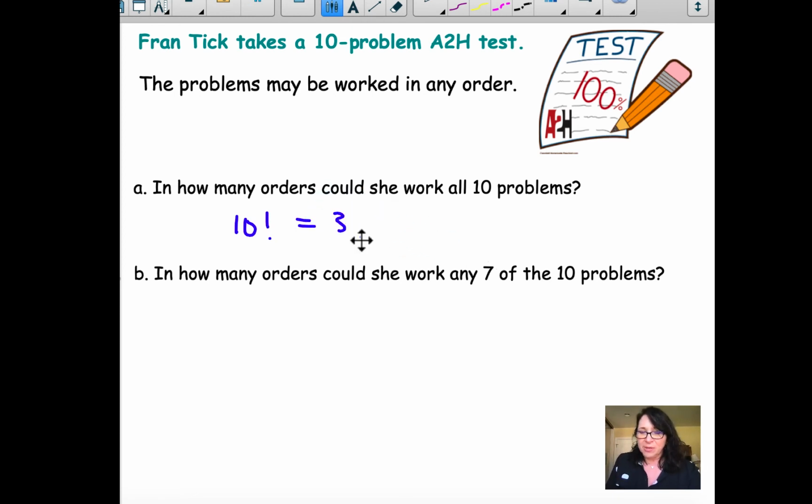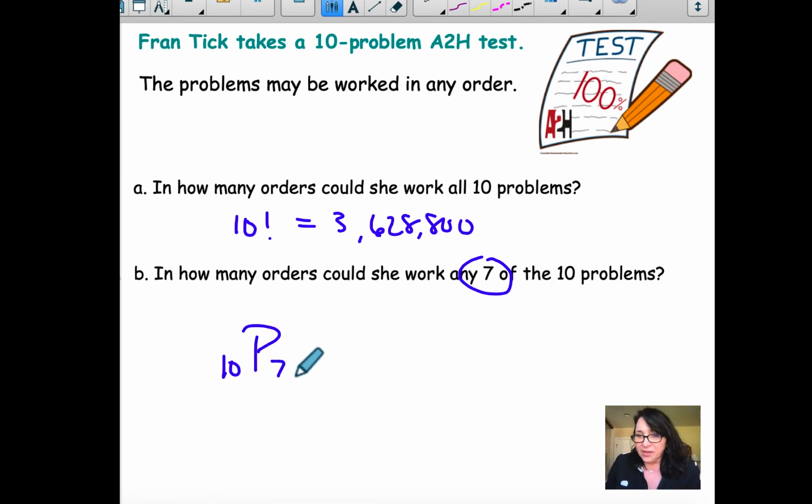And that ends up being 3,628,800. So that's how many different ways we can work all 10 problems. But if I only want to do 7, let's say Frantic can only do 7 problems. So of the 10, we have 10 permutations of 7.